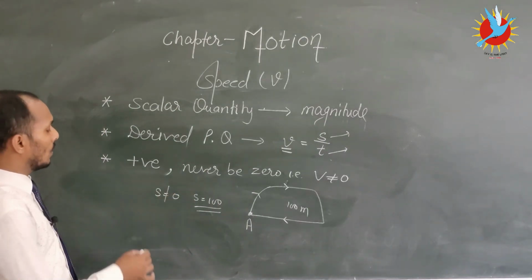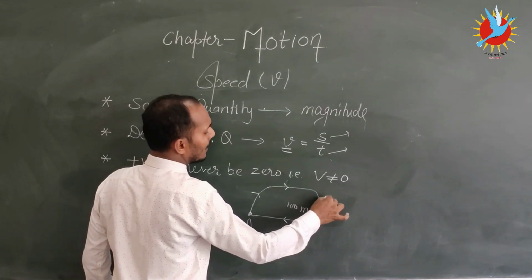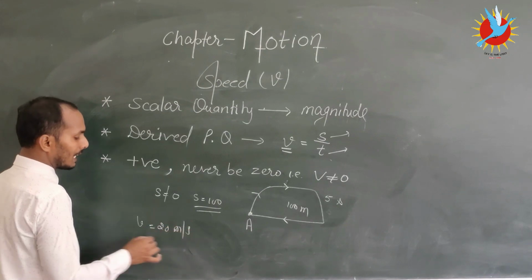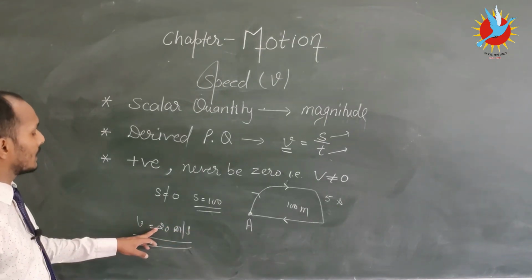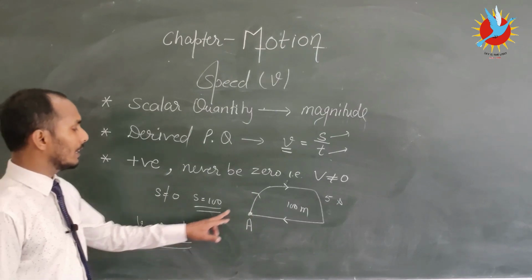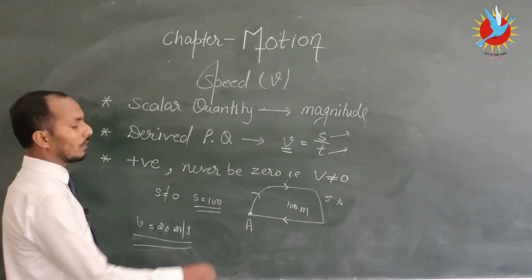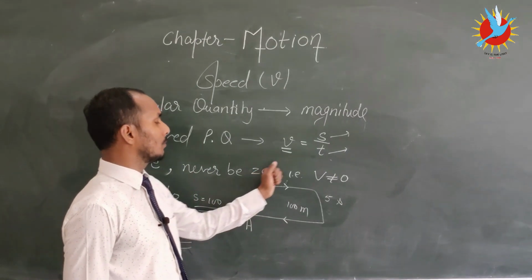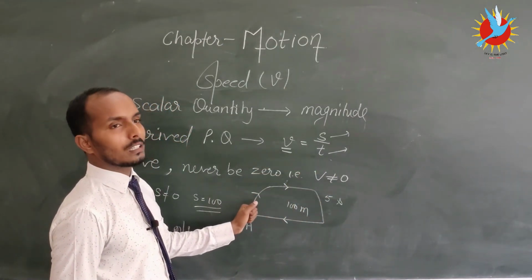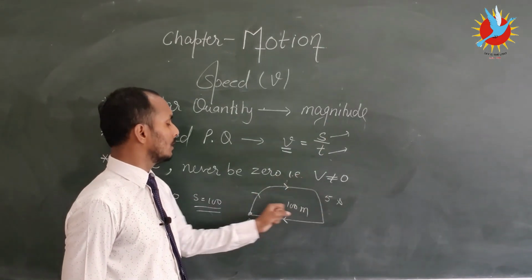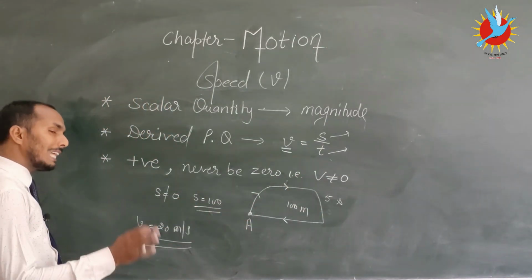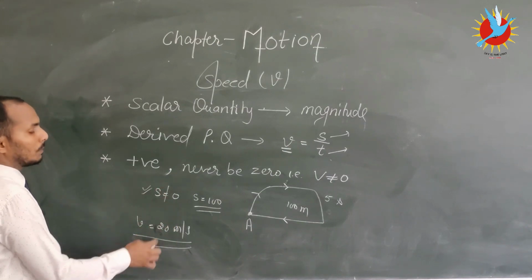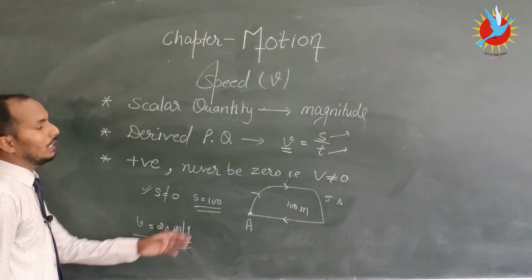And how much time does it take? Again, it takes 5 seconds. Then speed is equal to 100 divided by 5, which means 20 meters per second. It is always positive, and it is never equal to 0. If a body again comes to its original position, then you say distance is 0. No, actually when it moves some distance and after that comes to this point again, it means it covers some path, and the path covered by the body is called distance. So distance never becomes equal to 0, so speed also never becomes equal to 0.